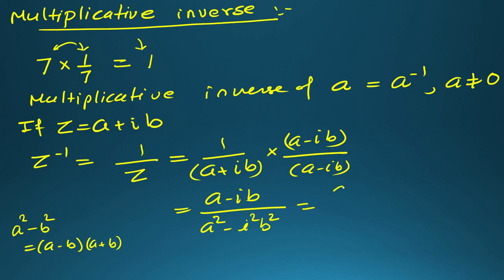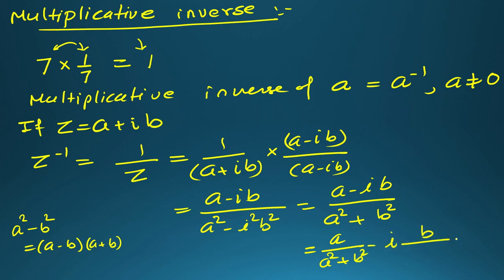Now what is the value of i square? It is equal to minus 1. So it will be plus 1 times B square. Write the real part and imaginary part separately. So it will be A upon A square plus B square minus i times B upon A square plus B square. Like this you can solve questions for multiplicative inverse. Okay, this is the complete process. Don't apply this as a direct formula in your main examination. It is okay for competitive examinations where you have multiple choice questions. It's okay, you can apply it as a formula also.